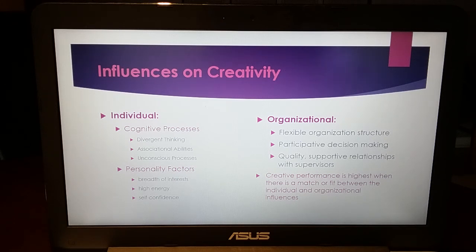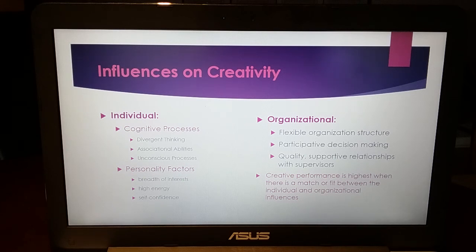And then for an organization to be creative, there's this idea we talk a lot about in business these days called nimbleness. How nimble is the business? How easy is it for them to turn around and change? How flexible is the structure? Do they have many people involved in the decision making, or is it just one person making all the decisions?